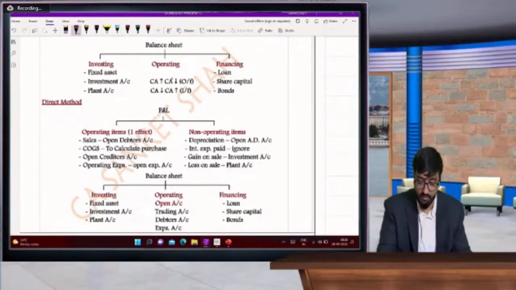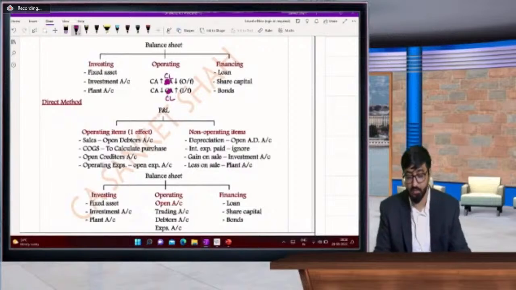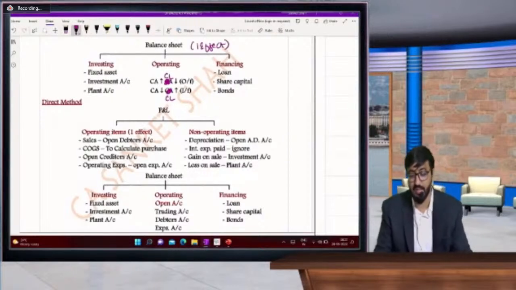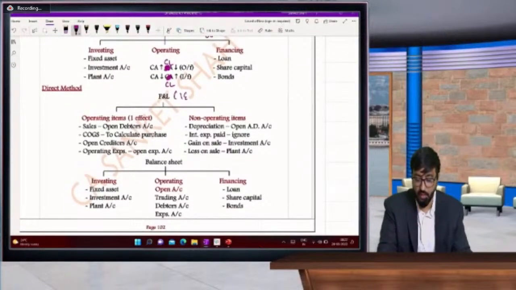Oh, sorry, this chart is different. Sorry. Current liabilities may decrease, and current liability may increase. So a mistake was made by our typist. Current asset increase, current liability decrease: outflow. And current asset decrease, current liability increase: inflow. And financing activity: loan, share capital, and bonds. So these items are related to financing activity, and in the balance sheet you will give only one effect, and adjustments have two effects. Direct method, P&L items only one effect.